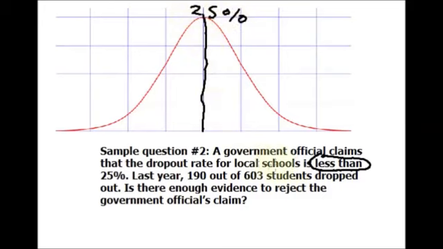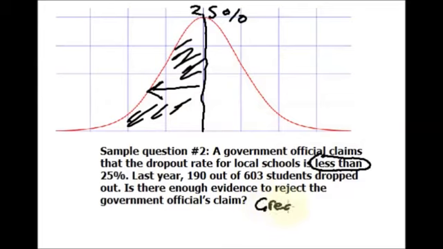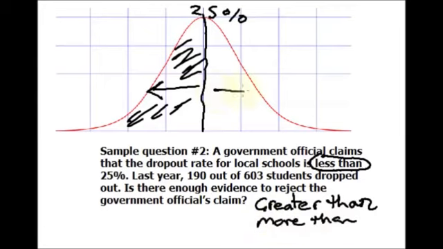And here's why. His claim is that the dropout rate is less than 25%. So it's going to be this way on the number line. It's going to be this area here. It's less than 25%. This is a one-tailed test because of the words less than, and we're only looking in one direction. This would also hold true if you had the words greater than or more than. This time we'd be looking in the opposite direction. So as long as it's a one-way claim in the wording, you're always going to be looking at a one-tailed test.